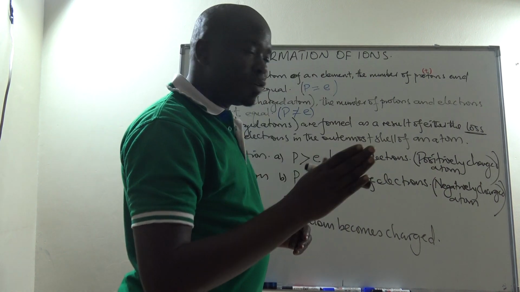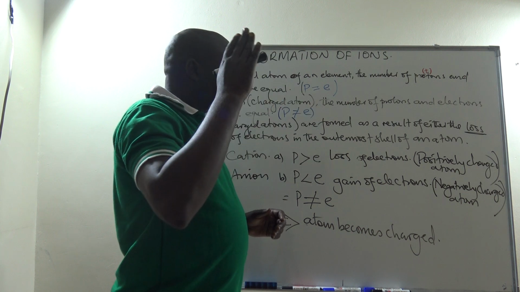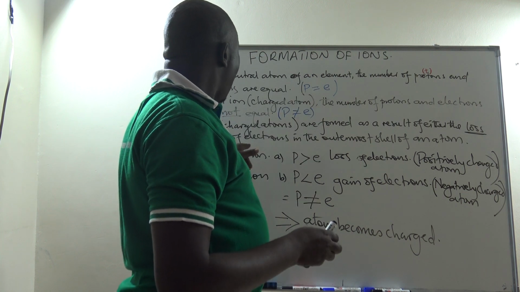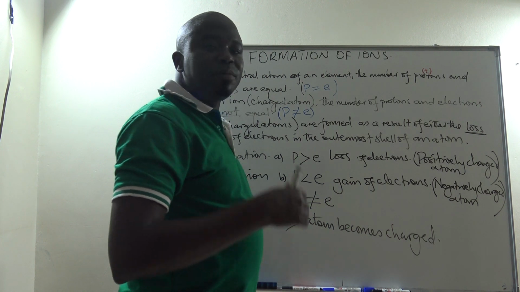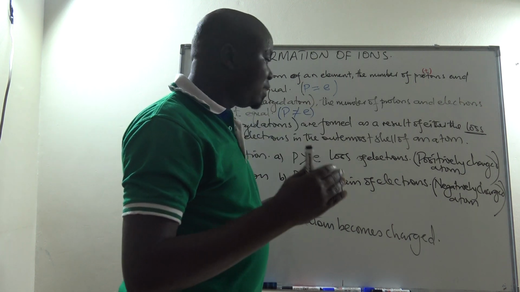In our next session, we shall go specifically to look at how a cation is formed and how an anion is formed, and we shall look at the first 20 elements in particular.